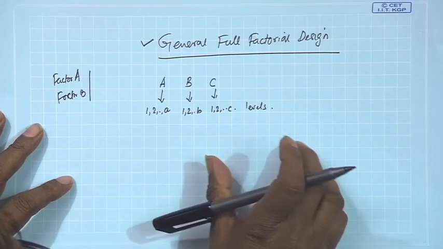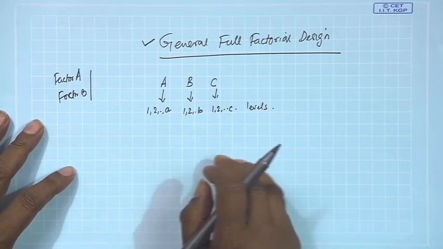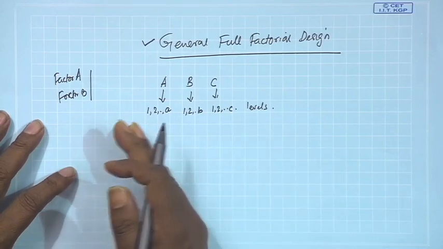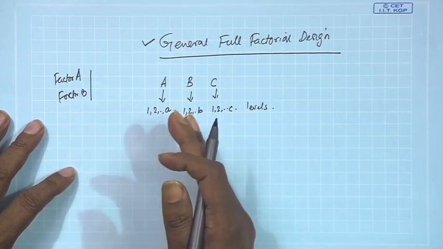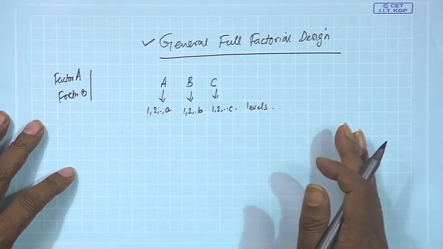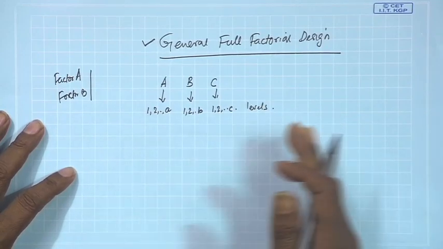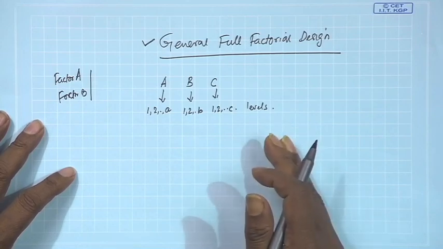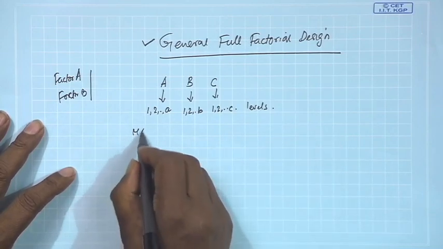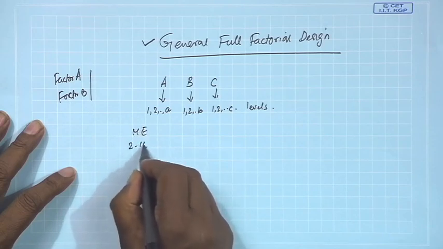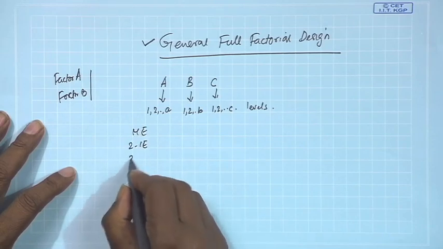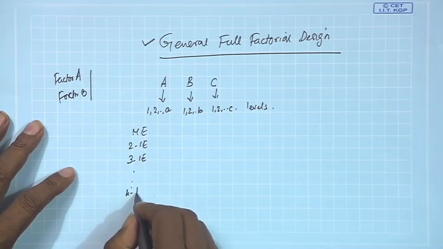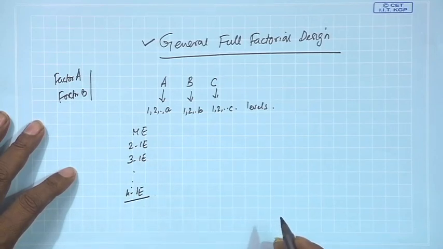The fundamentals remain the same. The only difference when you go from 2 to 3 factors or 3 to more factors is that the number of effects will increase in terms of main effects, in terms of two-way interaction effects, in terms of three-way interaction effects, like this, up to the k-way interaction effect.